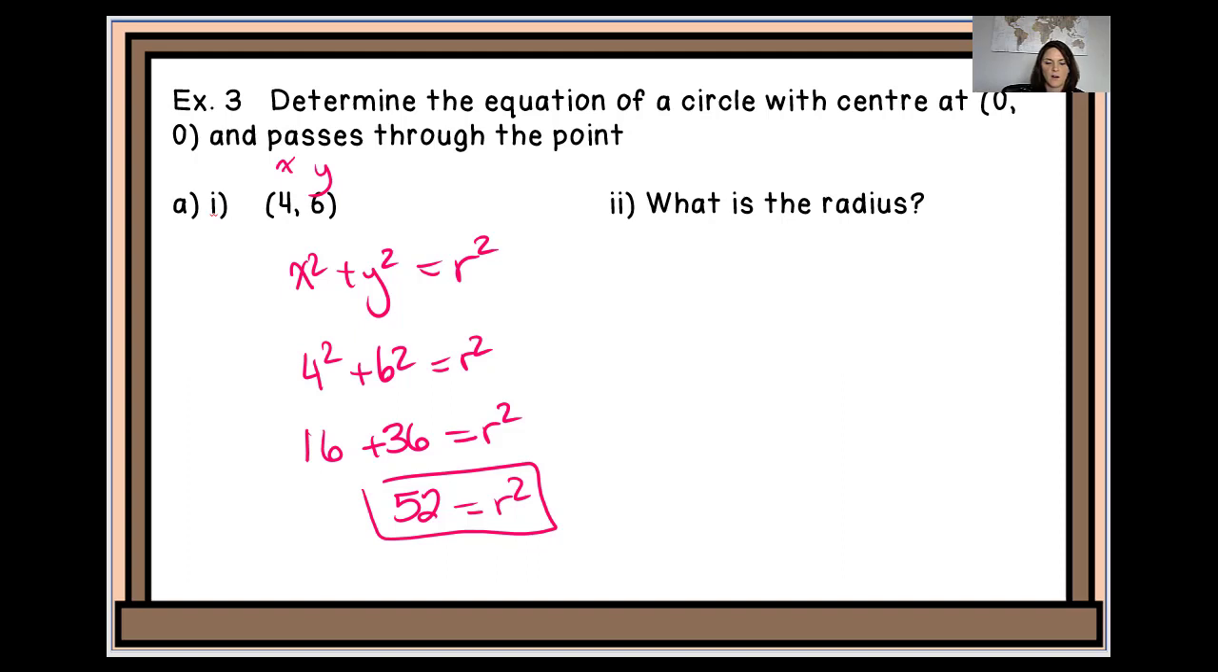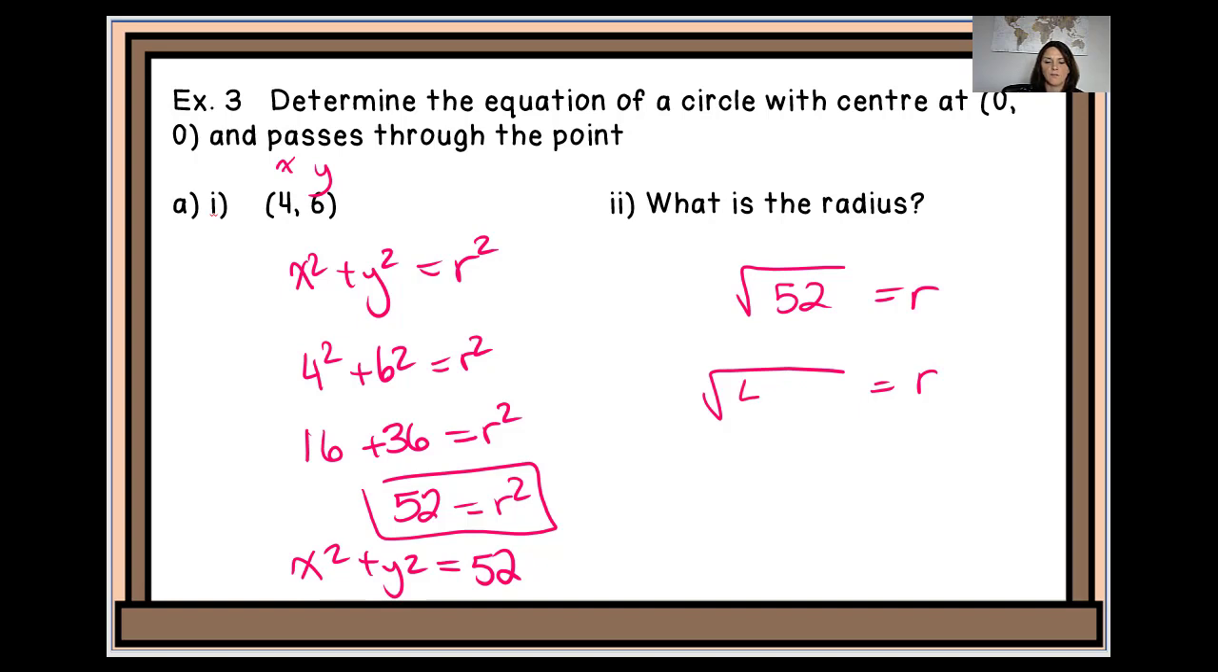So we can figure out r over here. So the equation is x squared plus y squared is equal to 52. And if we take the square root of 52, we can calculate r. So 52 can be broken down into 4 times 13. So then the radius is equal to 2 root 13.